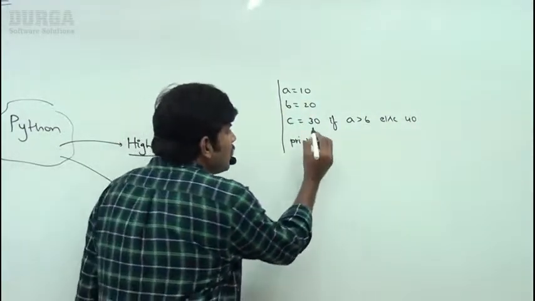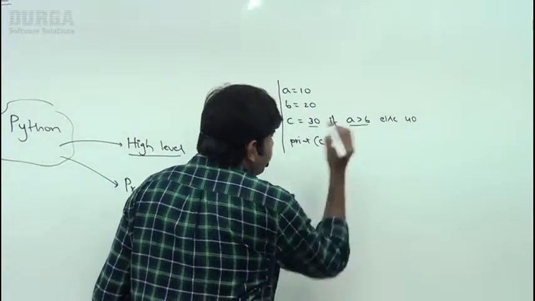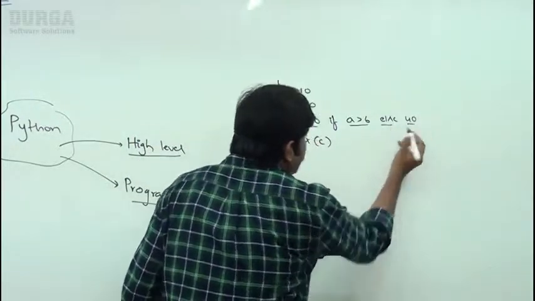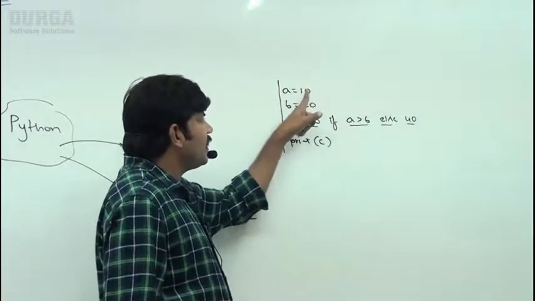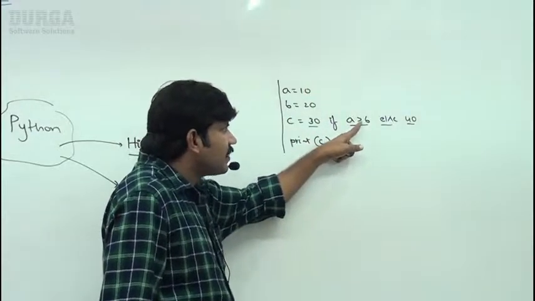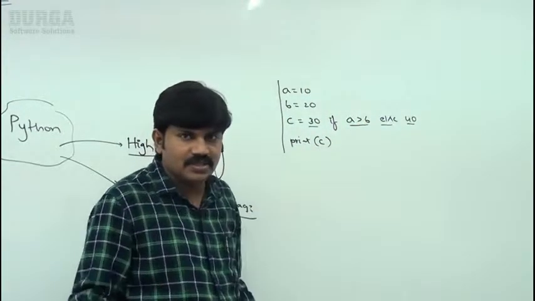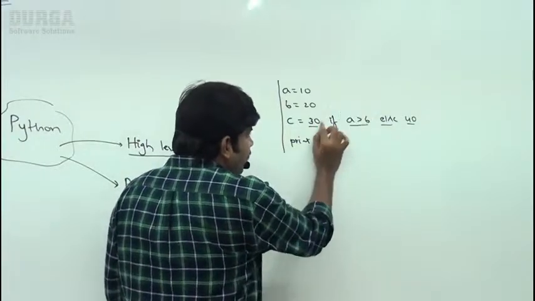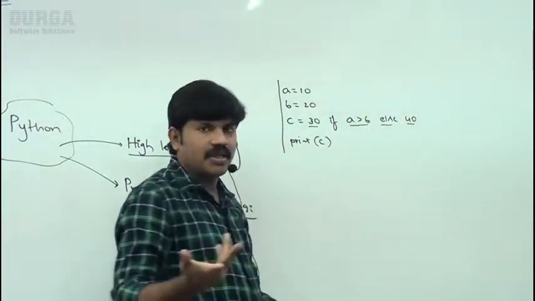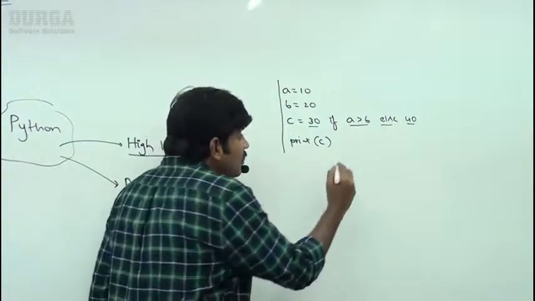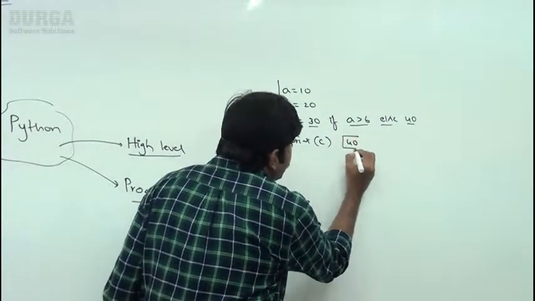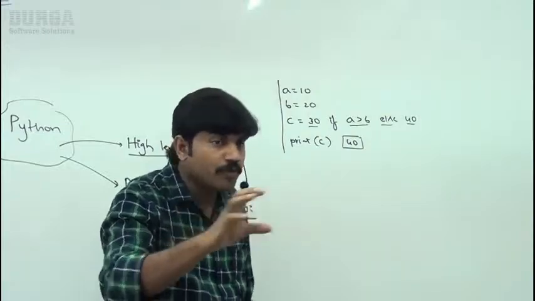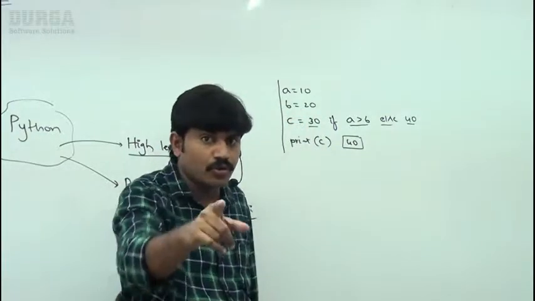C is equal to 30 if A greater than B, else 40, sir. So what is the value of A? 10. Is 10 greater than 20? No, it fails. So if it were satisfied it would be 30, otherwise it is 40. Then obviously, what is the value of C, sir? The value of C we are going to get is 40.